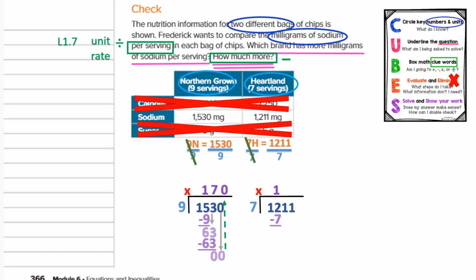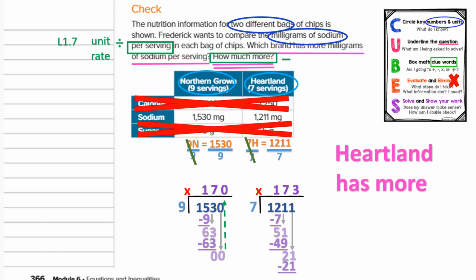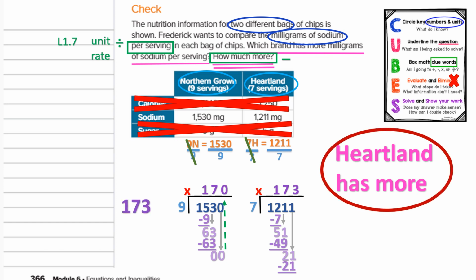7 goes into 12 once, which is 7. I have a remainder. 12 minus 7 is going to be 5. I bring down my 1. 7 goes into 51 7 times, because 7 times 7 is 49. And then 51 minus 49 gives me a remainder of 2. I bring down my 1. 7 goes into 21 how many times? 3 times. So my first question is, which brand has more milligrams of sodium per serving? Oh, well, 173 is greater, right? So Heartland has more. That's my first answer.